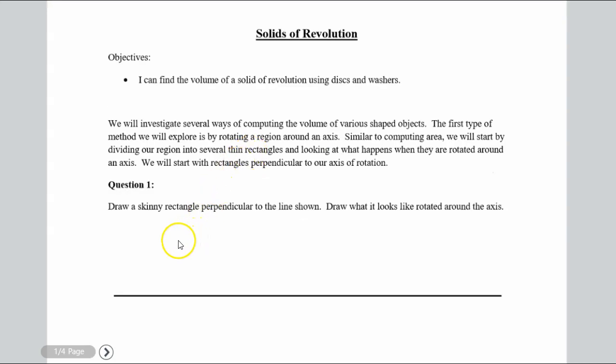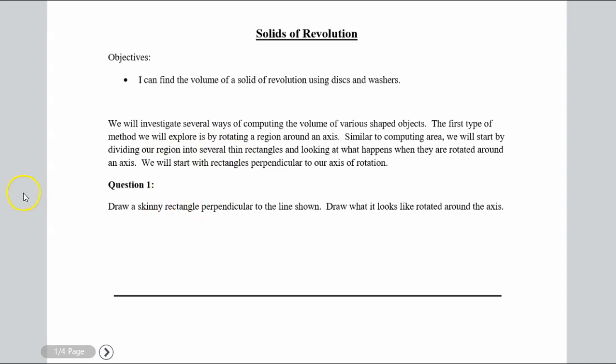So the first thing we're going to do is question one. Draw a skinny rectangle perpendicular to the line shown. Draw what it looks like rotated around the axis. Perpendicular means at a right angle, so just do your best with that part.